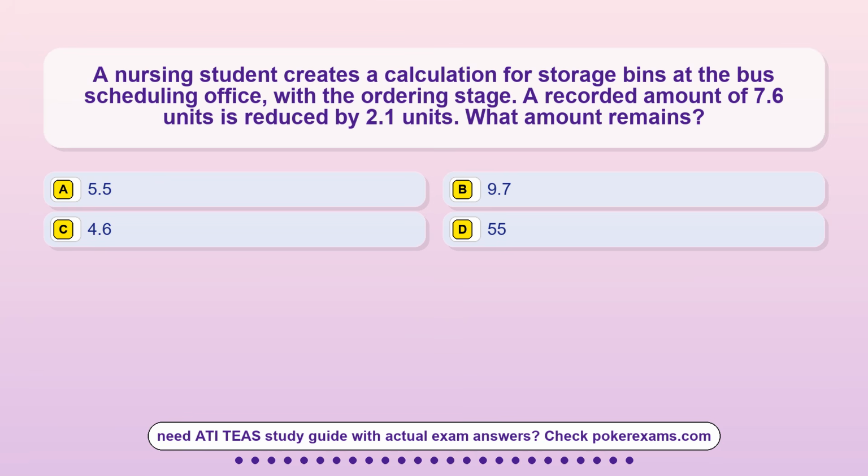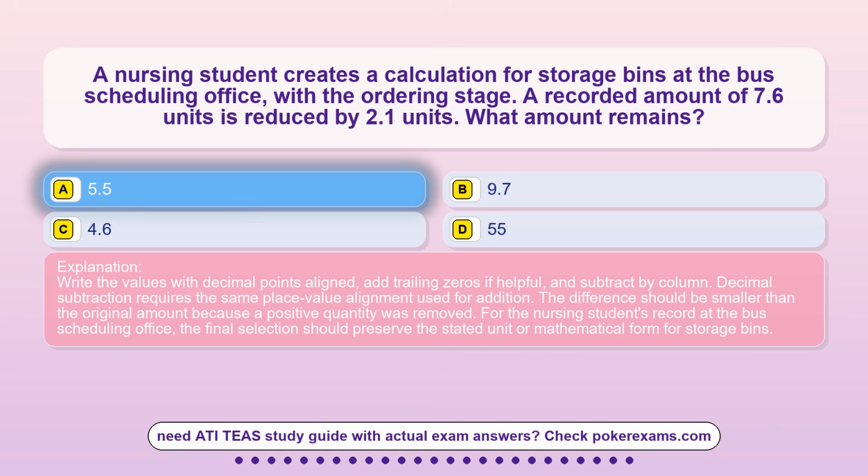What amount remains? Option A, 5.5. Option B, 9.7. Option C, 4.6. Option D, 55. The correct answer is option A, 5.5. Write the values with decimal points aligned, add trailing zeros if helpful, and subtract by column. Decimal subtraction requires the same place value alignment used for addition. The difference should be smaller than the original amount because a positive quantity was removed.